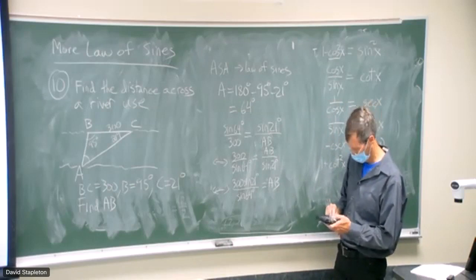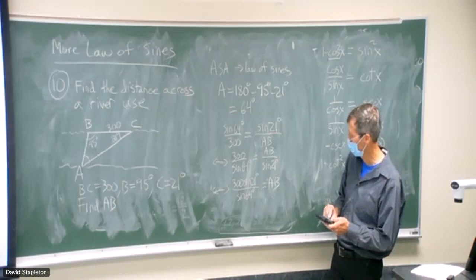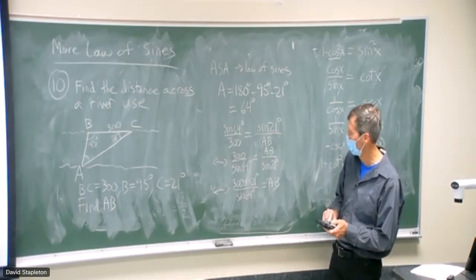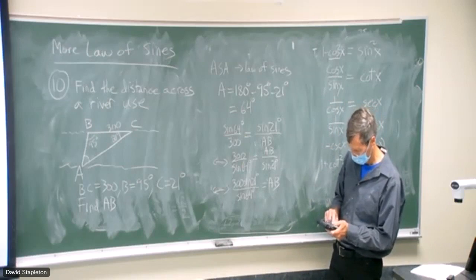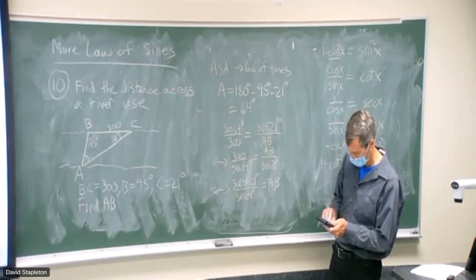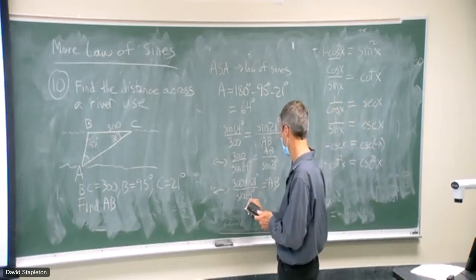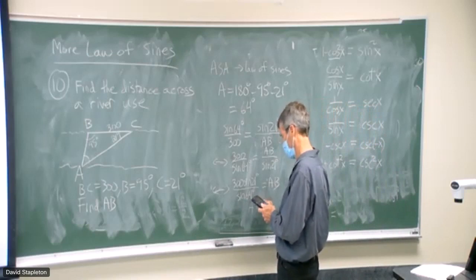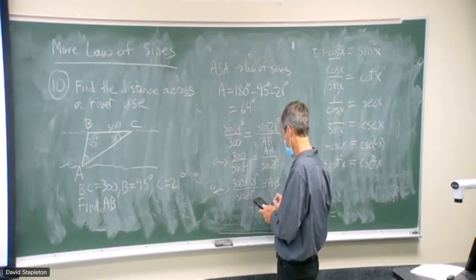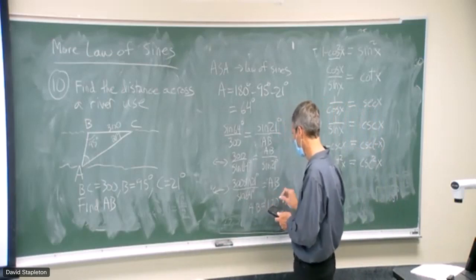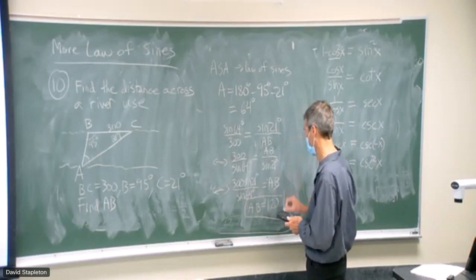All right, so 300 times comes out to be 119.6. Let's say 120 feet to the nearest foot. All right.